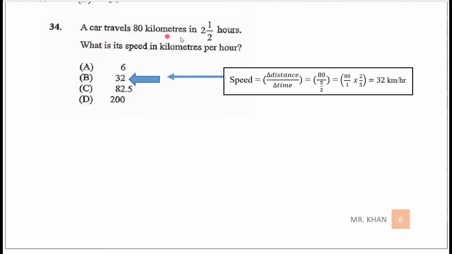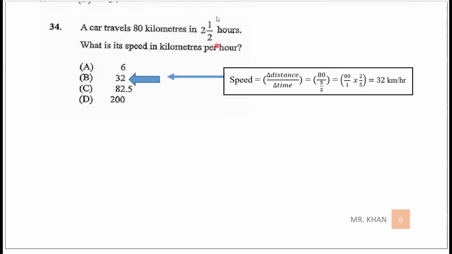A car travels 80 kilometers in 2.5 hours. What's the speed in kilometers per hour? Speed, formula. Speed sometimes is placed in with geometry. Speed is distance over time, change in distance over change in time. This delta or triangle looking symbol means change in distance over change in time. And that'll be 80 divided by your time.